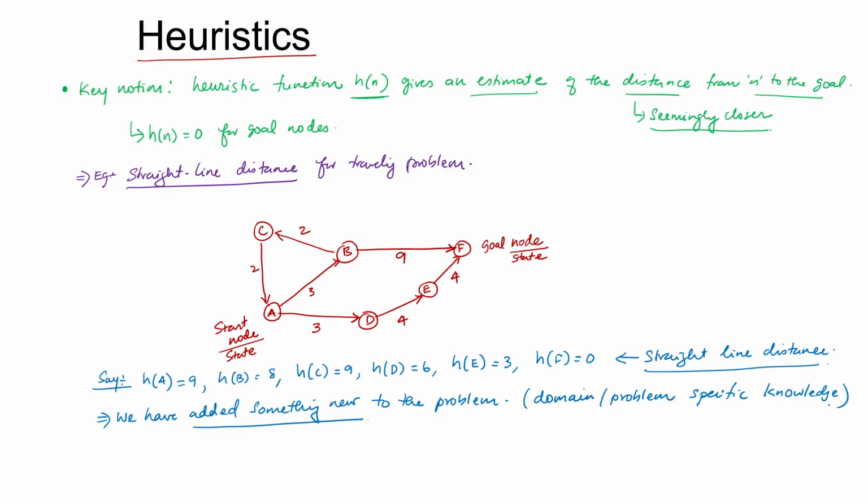Then we can use heuristics to decide which nodes to expand first. Now, the heuristic, which is a straight line distance, you can use to decide which nodes to expand first. So, let us work a small example, the greedy best first search. Let us look into how this works.